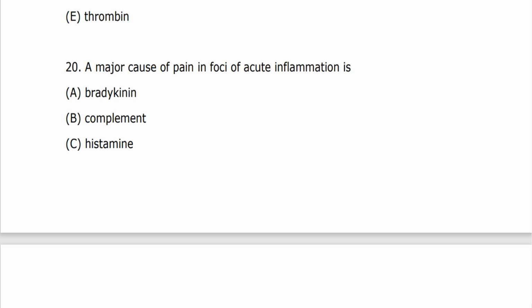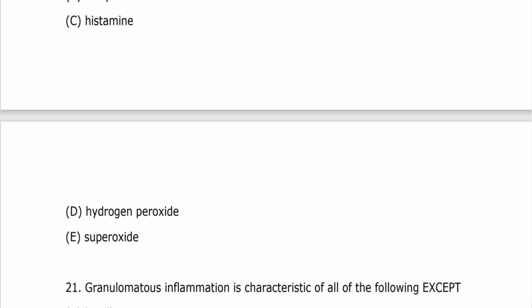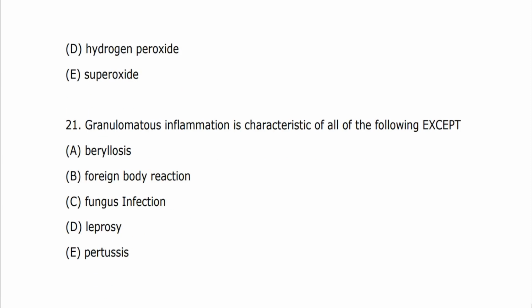Question number 20. A major cause of pain in foci of acute inflammation is bradykinin. This is what stimulates pain nerve endings and elicits the sensation of pain. Complement, of course, is not. Histamine causes vasodilation, but it doesn't stimulate nerve endings. Hydrogen peroxide doesn't, neither does superoxide.